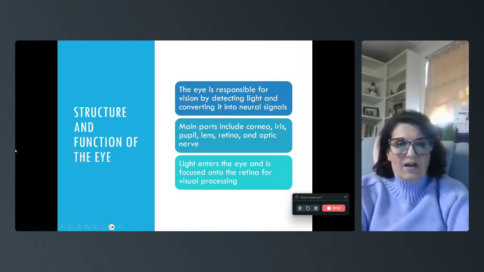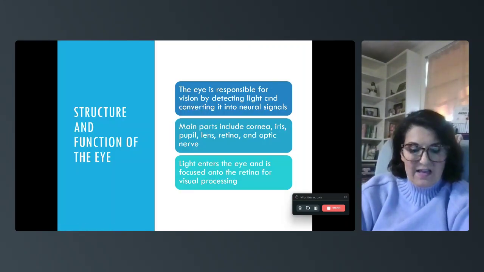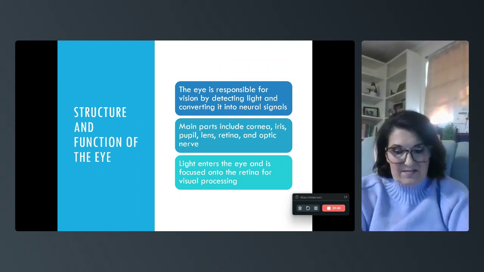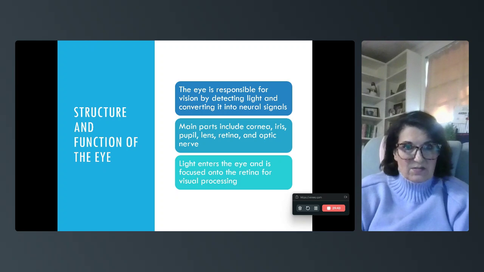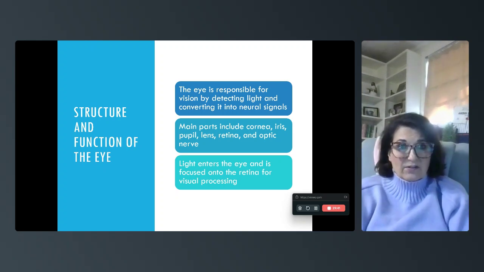Today we're just going to go over the structure and function of the eye. You're going to be doing some coding scenarios that are related to the eye. So let's look at the structure and the function, because everything that you're going to be coding and looking at is related to this.